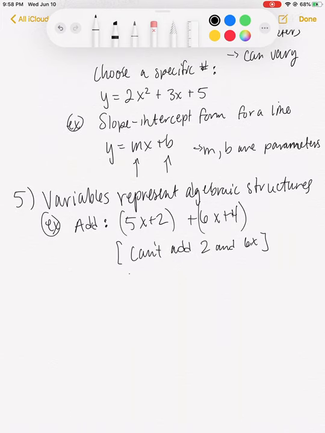So we want to add the like terms. 5x plus 6x plus 2 plus 4 equals 11x plus 6. Okay. So they represent those structures that you have for algebra. I can only add these two because they're like each other. They have that variable with them, so it represents that structure.